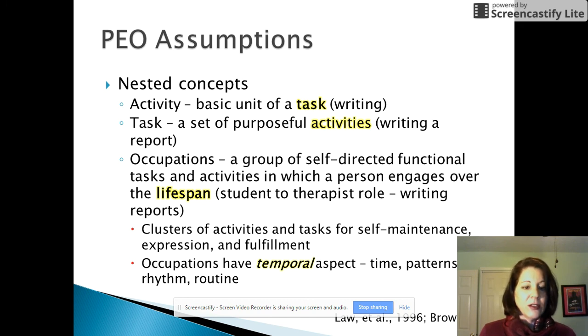And that has to do with then how that occupation translates into various roles. So as a student, you might be writing a paper for my class. But as a therapist, you might be writing a client report, a progress note, things like that. So we have these clusters of activities then that help us to maintain ourselves, to provide our own personal expression, and also to fulfill ourselves.